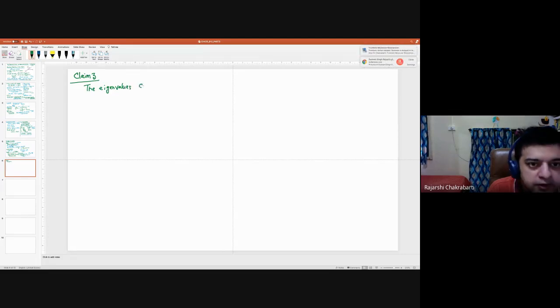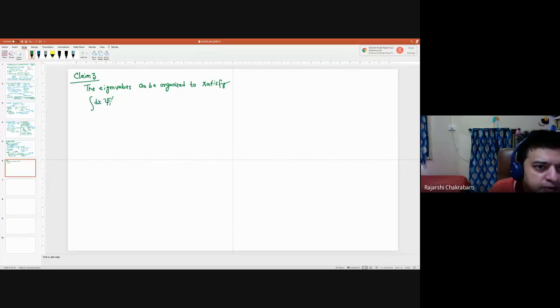Eigenvalues can be organized to satisfy this: the integral of dx psi i star psi j equals delta ij. And what is this called? This is called orthonormality. We have discussed it, no?